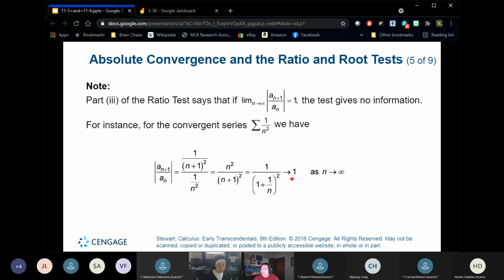Do you see how that one works, and how we got the limit of 1? Yeah, I get that. All right.